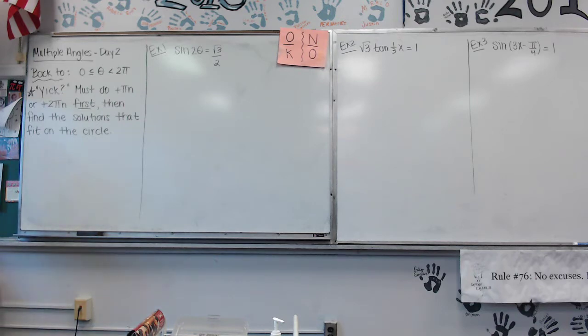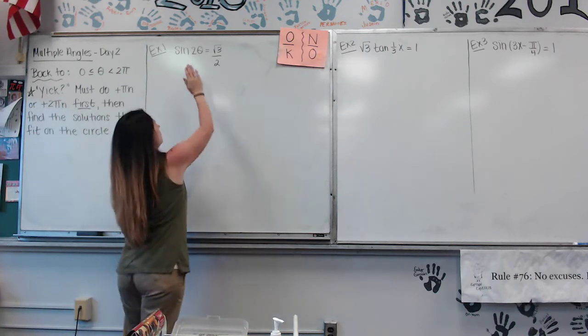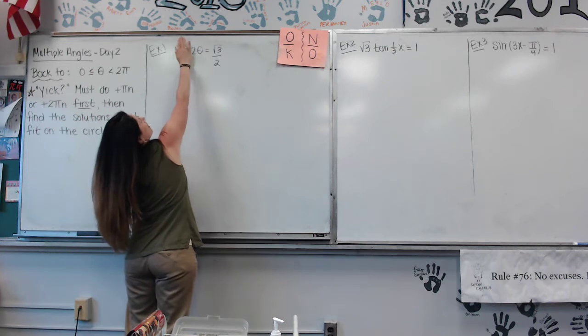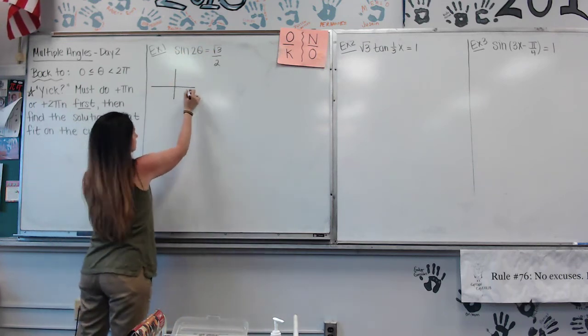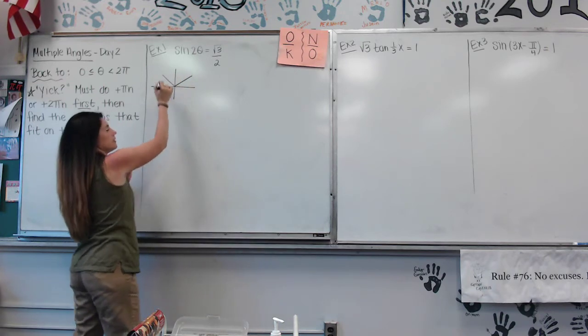So for the first example, 2 sine theta equals the square root of 3 over 2. Remember what we did was we ignored, on Friday, we ignored this part and we just talked about where the sine was radical 3 over 2. So, sine's positive here and here, right?